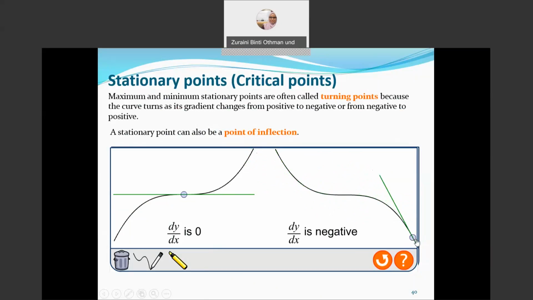Ini decreasing, dia menurun. Okay, just now maximum ialah satu value positif, lepas tu kosong negatif, right? And minimum ialah satu value dy dx negative, then we reach the minimum kosong, then we keep positive increase, right? So that's the pattern for the maximum minimum, and this is the pattern for point of inflection. Okay, after that is, okay, next slide.